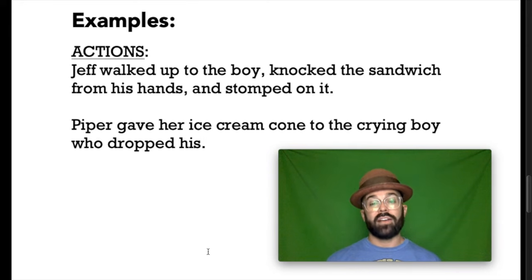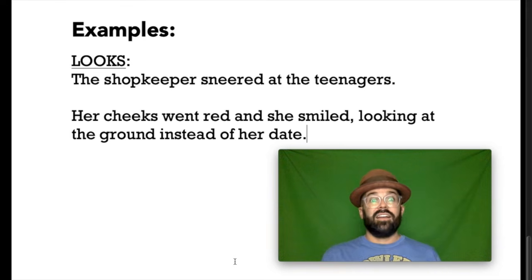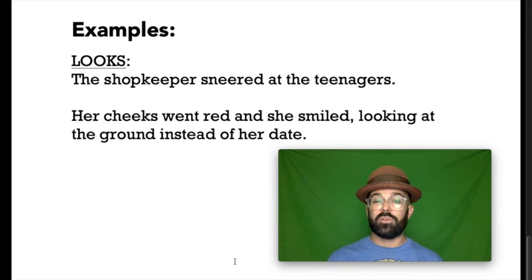Or Piper gave her ice cream cone to the crying boy who dropped his. Once again, we're just witnessing an action. We're being shown some behavior, which informs us about the character Piper. We learn something about that character indirectly. One more, and it is looks, or facial expressions. The shopkeeper sneered at the teenagers. We learn a little something about the shopkeeper in that moment, how he might feel about those teenagers. Or her cheeks went red and she smiled, looking at the ground instead of her date. Once again, we are being shown looks, we are being shown some facial expressions, and that informs us about these characters. Indirect characterization. Got it?